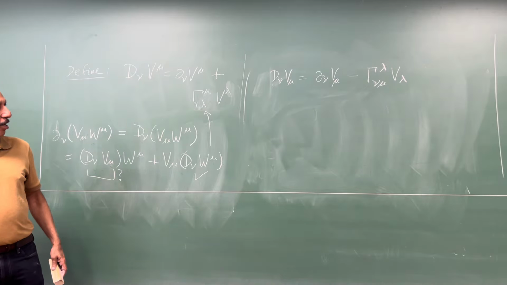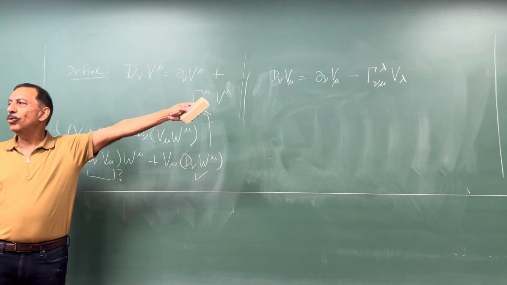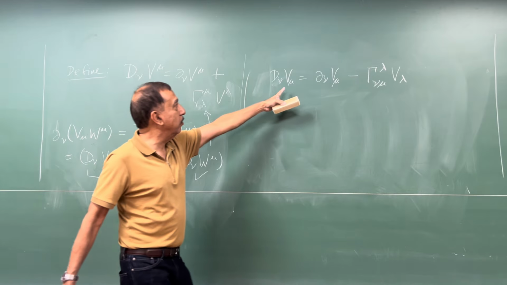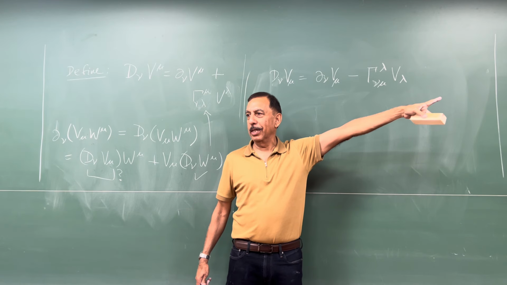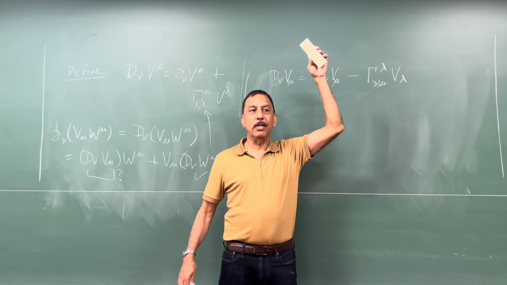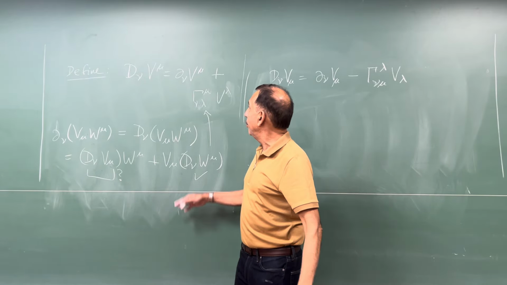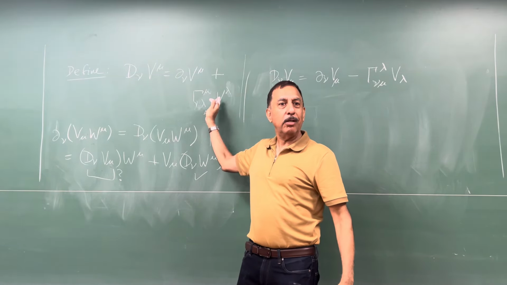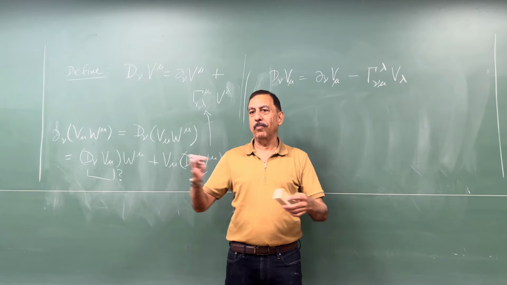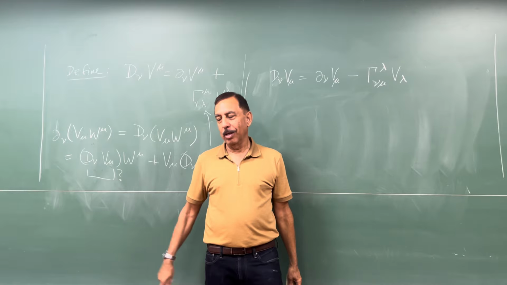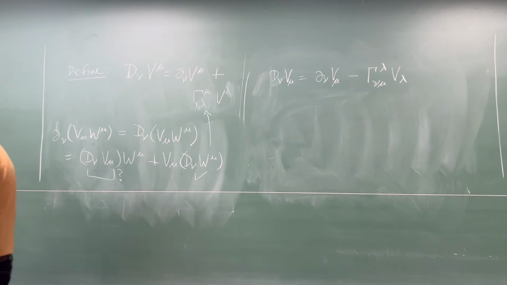So I hope you are convinced that these two rules tell me everything. Now if I have a tensor with many lower indices, there will be one minus gamma term for every lower index. If it has mixed indices, many upper and many lower, there will be a plus gamma term for every upper and a minus gamma term for every lower. And you just have to write them all. So now the last thing, which is a very cute exercise.